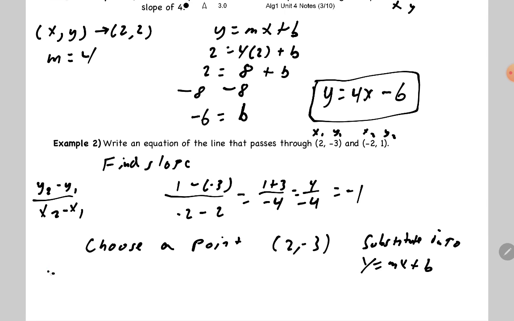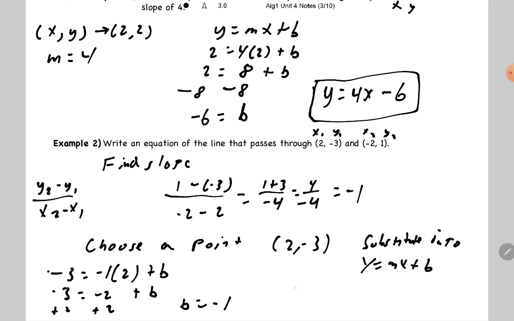So y, which is negative 3, equals slope, which is negative 1, times x, which is 2, plus b. So I have negative 3 equals negative 2 plus b. To get rid of the negative 2, I'm going to add 2, and I'll get b equals negative 3 plus 2, which is negative 1.